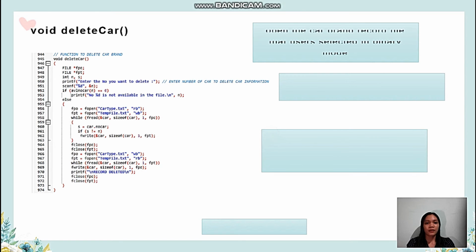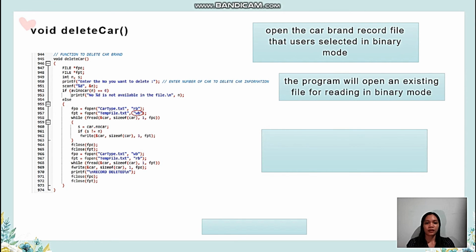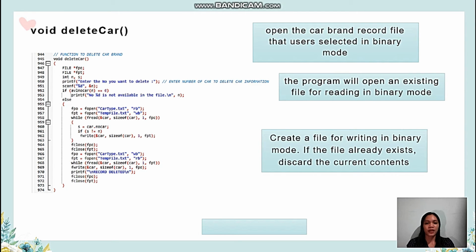And then for RB, it means to open the car brand record file that the user selected in binary mode. And then for WB, it will create a file for writing in binary mode. If the file already exists, it will discard the current content. It means that if the user enters the number of car that they want to delete, it will delete the file that exists for the number of car they chose. Then it will close the file.